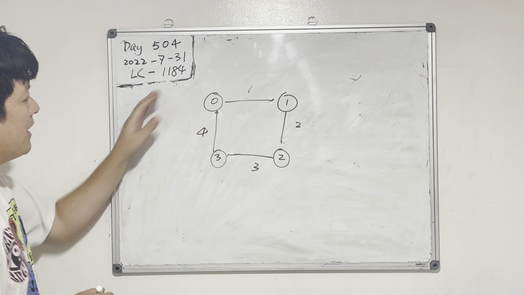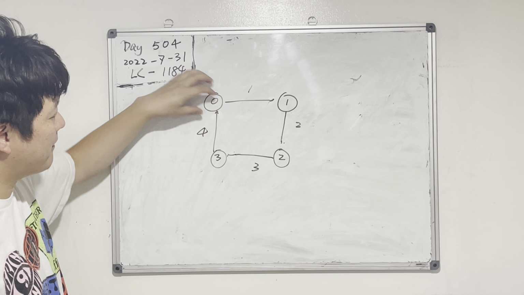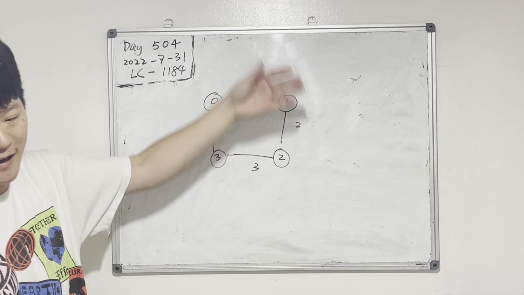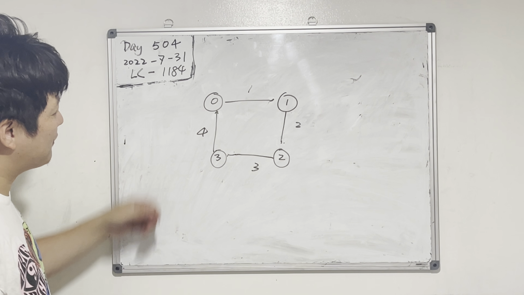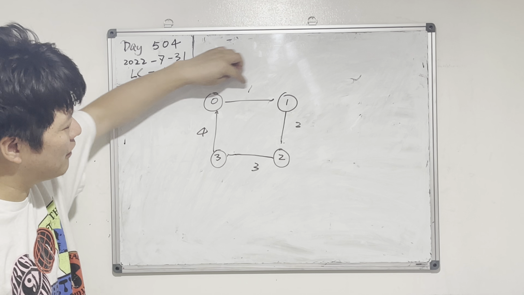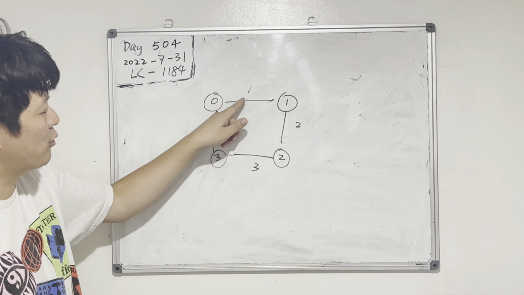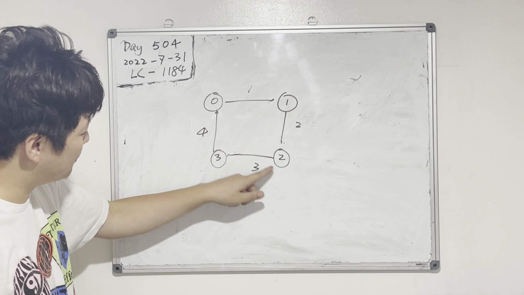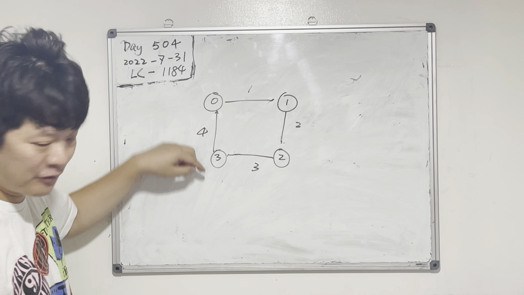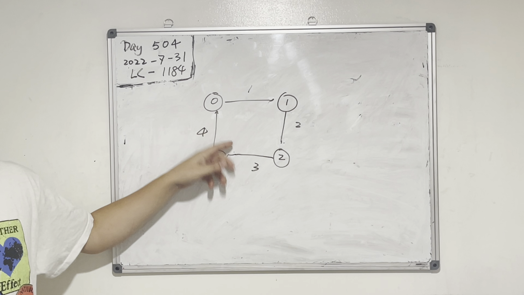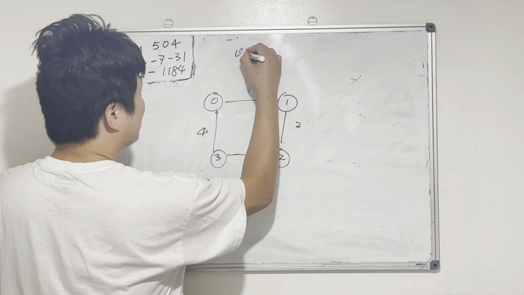Graph. Okay, so look, imagine these are bus stops, right? There are 4 bus stops and then there are cycles. So look, the distance between 0 and 1, the vertex in the graph, is 1, and 1 to 2 is 2, 2 to 3 is 3, and 3 to 0 is 4. Undirected weighted graph.